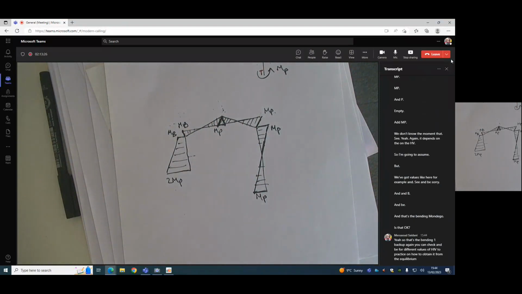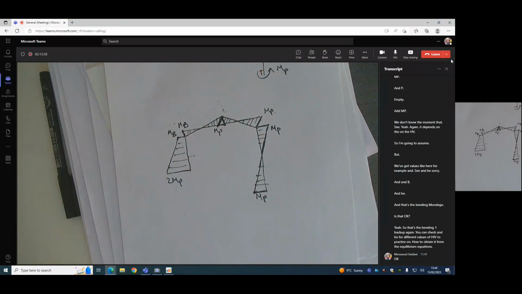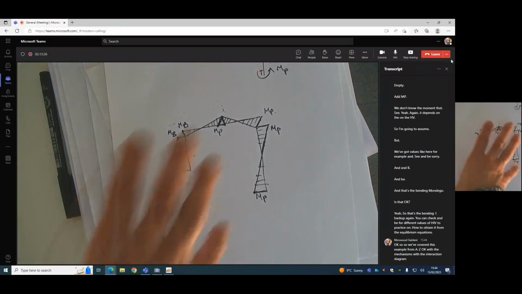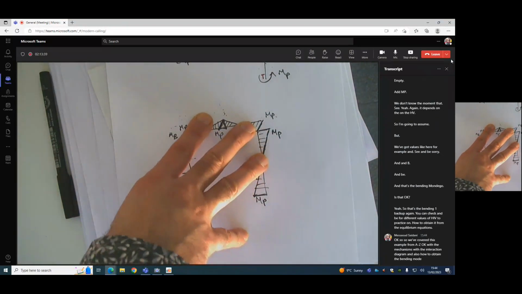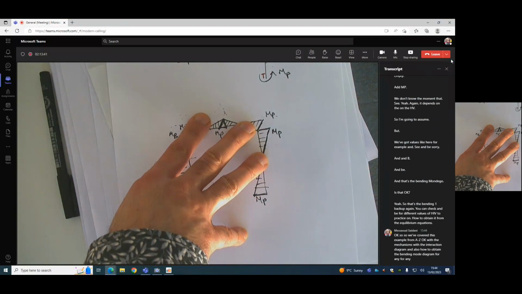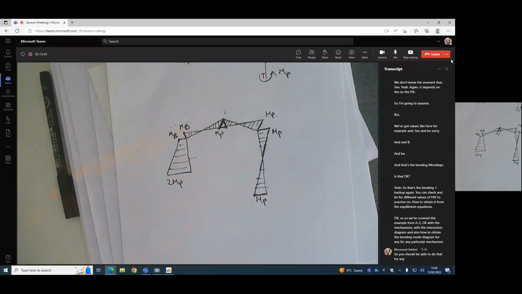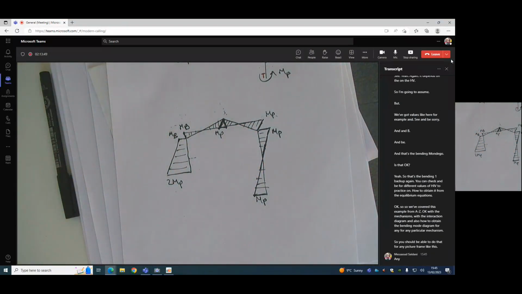Using equilibrium equations. Okay, so we've covered this example from A to Z, with the mechanisms, with the interaction diagram, and also how to obtain the bending moment diagram for any particular mechanism. So you should be able to do that for any pitch roof frame like this. Any questions? Okay.